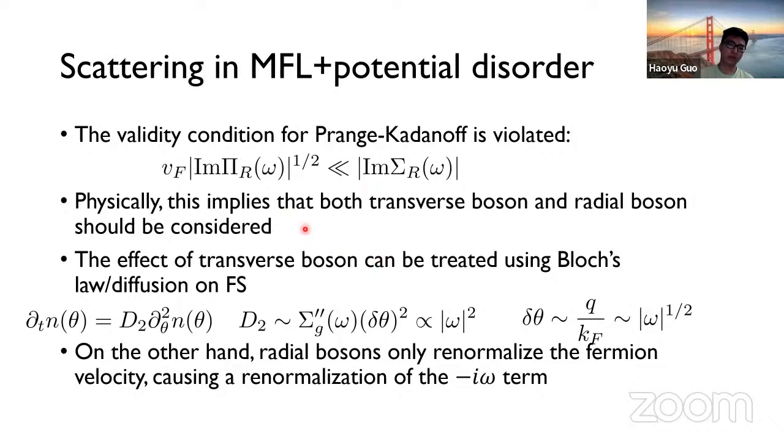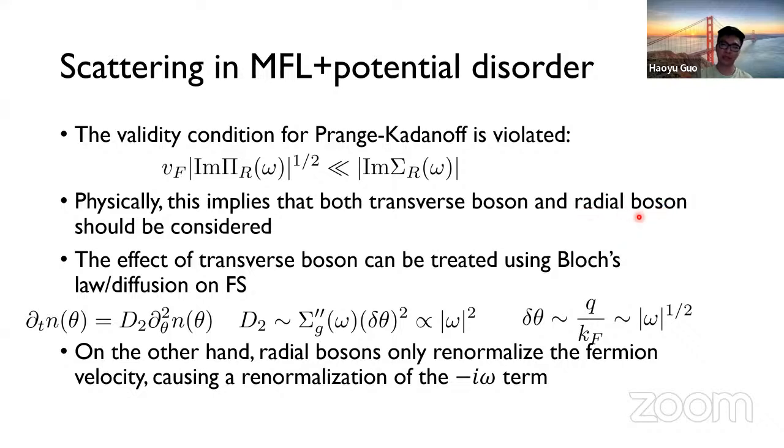Yeah, so we could still try to look at this result of this marginal Fermi liquid with a potential disorder in the picture of a diffusion problem on the Fermi surface. In this case, the consistency condition for the Fermi-surface kernel approximation is actually violated, because the fermion self-energy now contains a disorder term which is much larger. But physically, that just implies that the boson momentum now can not only be transverse to the Fermi surface, but also be normal, or radial, to the Fermi surface.